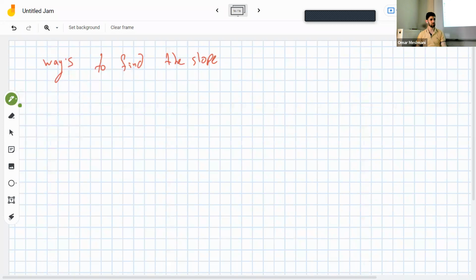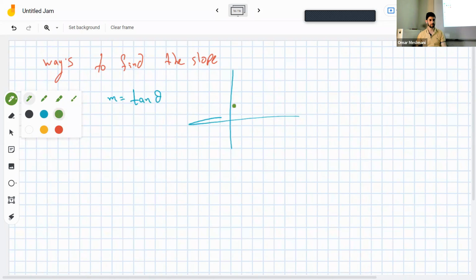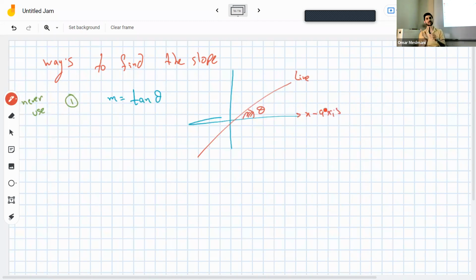There are somehow 5 ways to find the slope. The first way, which they would never use, by the way, is the way I just talked about: the slope is equal to the tangent of the angle. We did talk about this before, you remember when I explained the slope? So the slope is equal to the tangent of the angle theta, this one. This is your line, and this is the x-axis. So basically, whenever you have a line and the x-axis, the angle between the line and the x-axis represents your slope. Okay? So this is the first thing, and I would never use it.